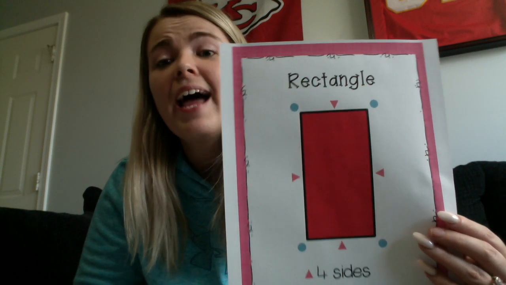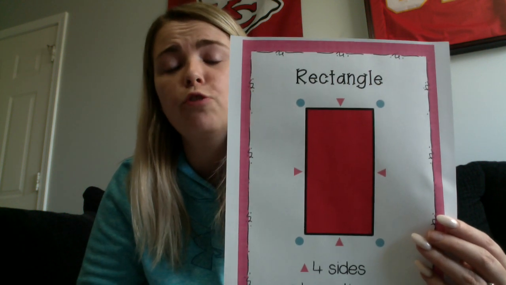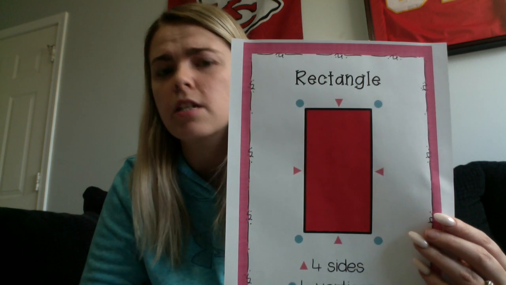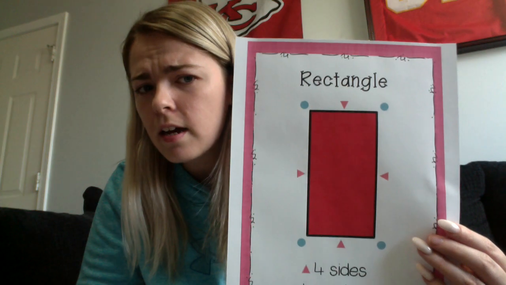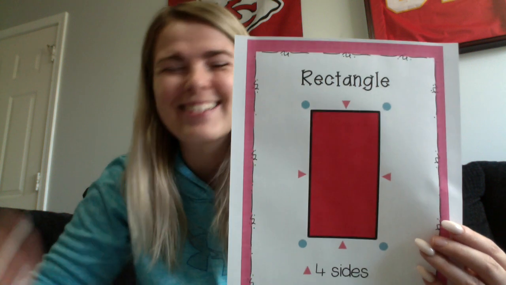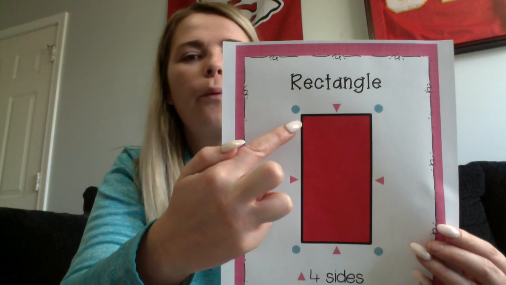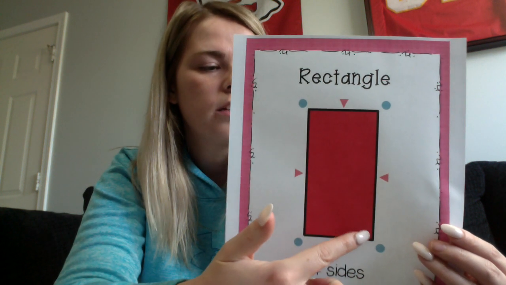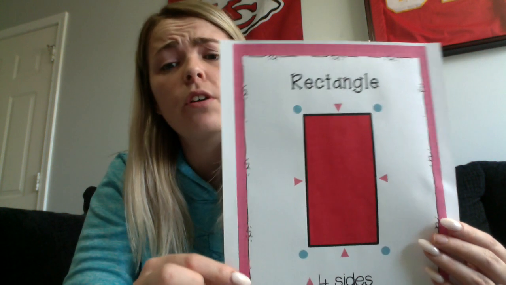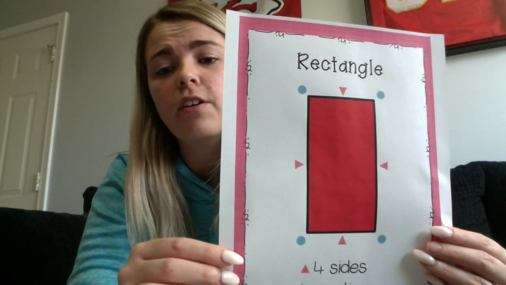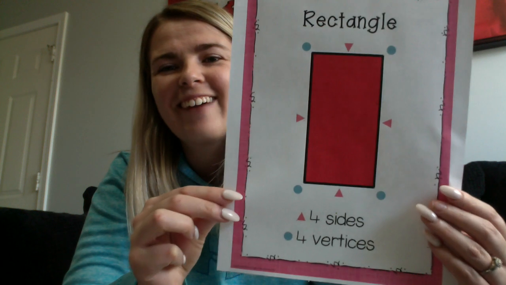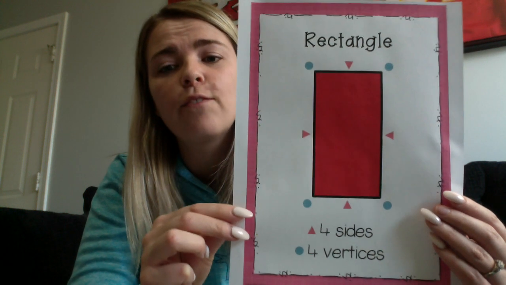So how many sides was there? 4. Great job. Now we're going to go ahead and count the blue circles, and we're going to count those vertices. Vertices are also known as what? The corners. Great job. Go ahead and count the corners with me. 1, 2, 3, 4. So how many corners or vertices does a rectangle have? 4. Great job. So this is 4 sides and 4 vertices.